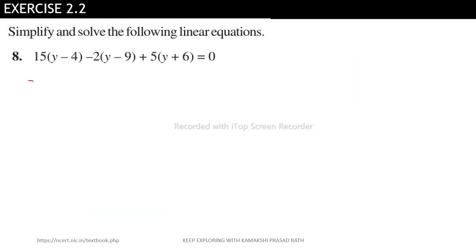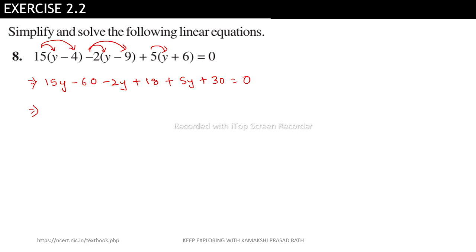Following the same concept, the question says 15 times y minus 4, minus 2 times y minus 9, plus 5 times y plus 6 is equal to 0. We'll just use the distributive property. 15 times y, again 15 times 4: we have 15y minus 60. Here minus 2 into y, we get minus 2y, minus 2 into minus 9, minus into minus is plus, 2 nines are 18, plus 5 into y, 5y, plus 5 6s are 30.